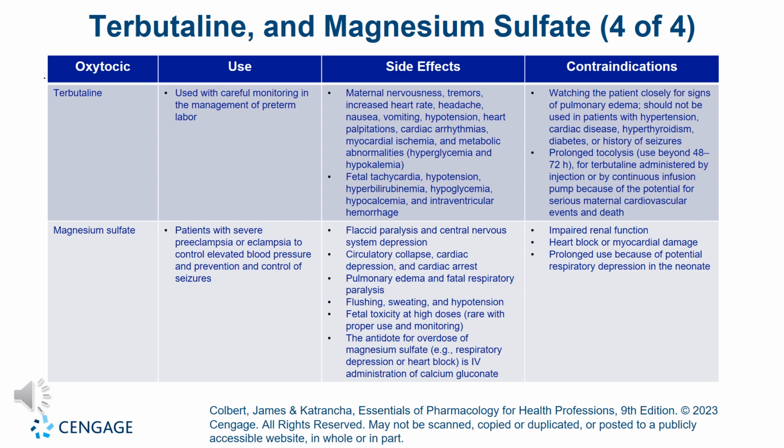Side effects: flaccid paralysis and central nervous system depression, circulatory collapse, cardiac depression and cardiac arrest, pulmonary edema and fatal respiratory paralysis, flushing, sweating, and hypotension. Fetal toxicity at high doses is rare with proper use and monitoring, and the antidote for overdose of magnesium sulfate, respiratory depression or heart block, is IV administration of calcium gluconate.